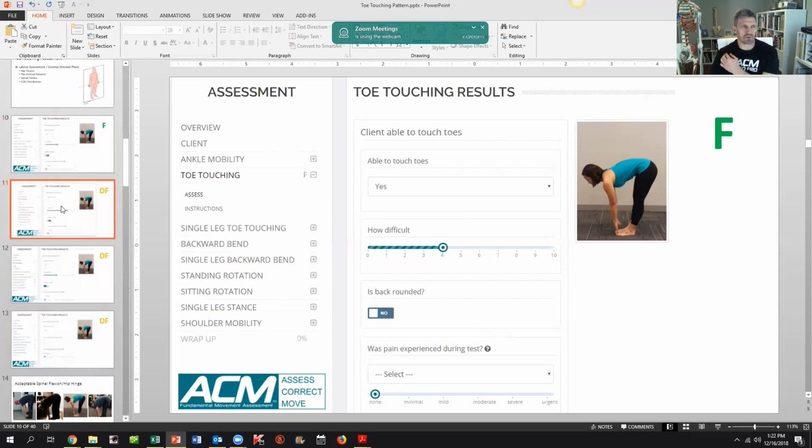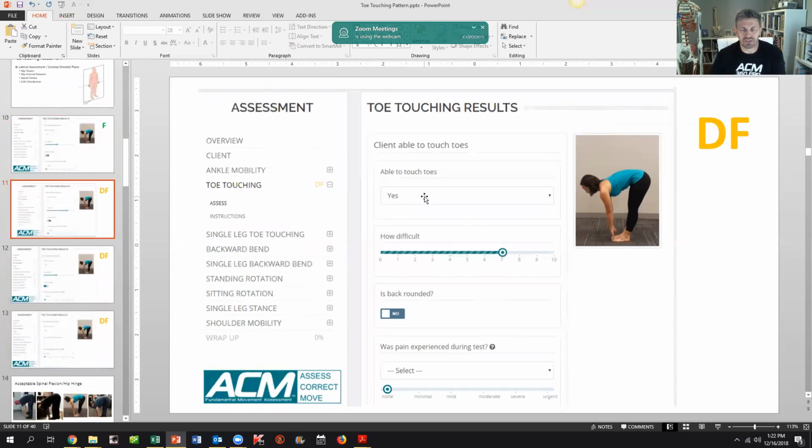Let's take a look at a couple other scenarios. The person can touch their toes, yes, but now they really forced it, they bounced, it was a 7 out of 10 for effort. That would be considered a dysfunctional, even though they can touch their toes. So again, we want to get a little deeper into understanding how hard it was for them to do that.